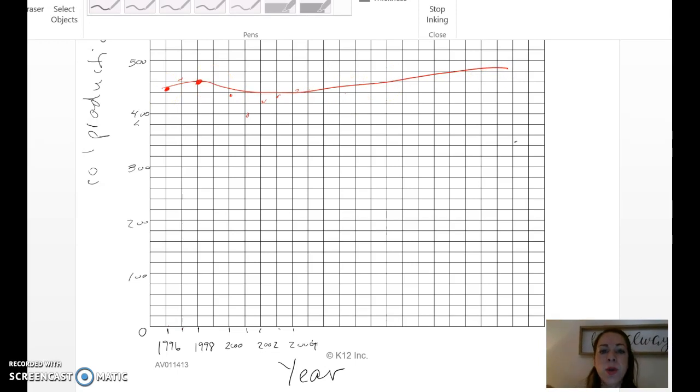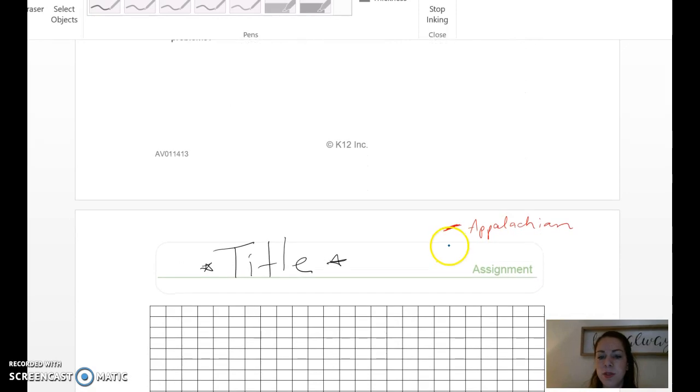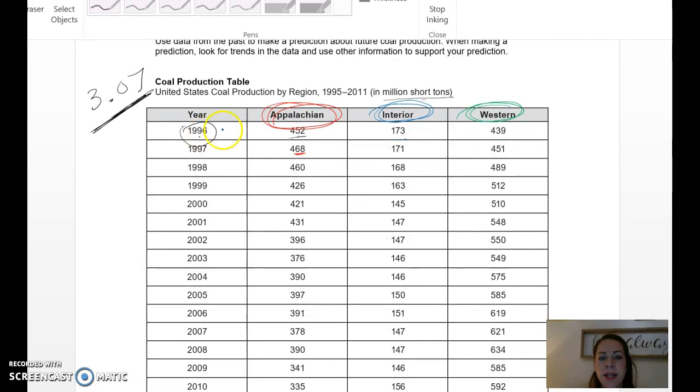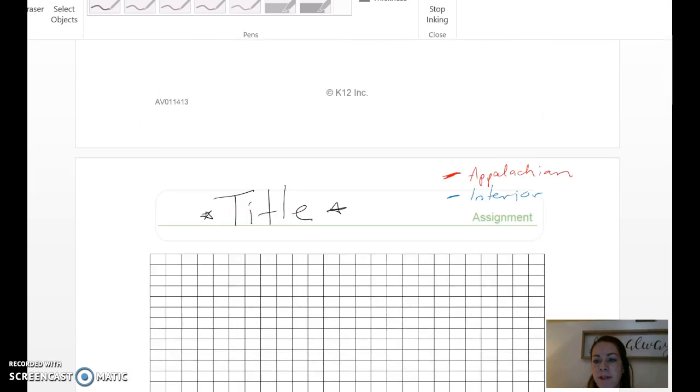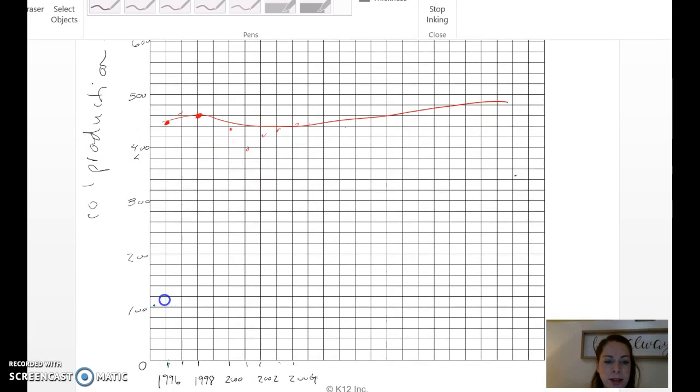Okay? Next, we would go to interior. And interior I had is blue. So I'm going to put that on my key right here. Label it interior. And then I'm going to go up and look at my numbers above. So for 1996, the number for interior is 173. So let's go to my graph. 1996, 173. So here's 100, 120, 140, 160, 180. So 173 is going to be right about there.